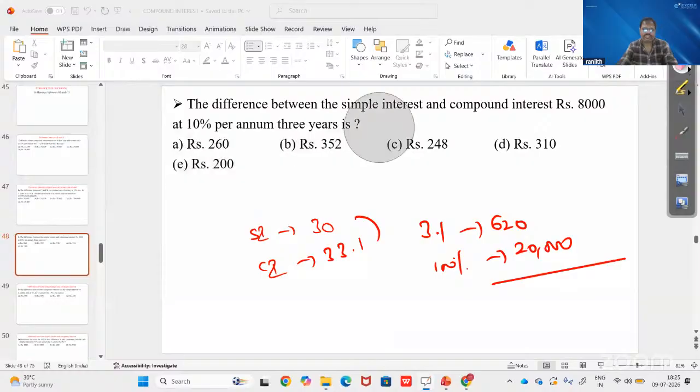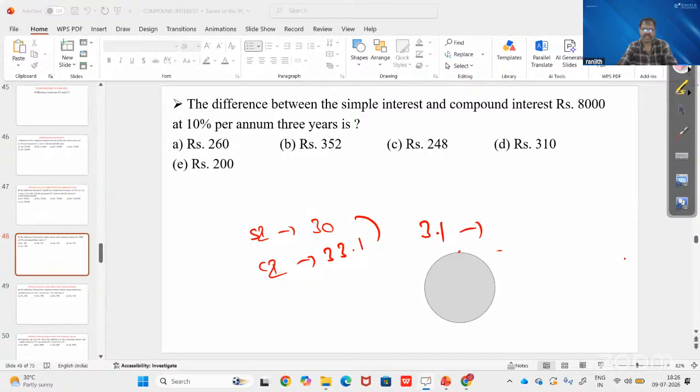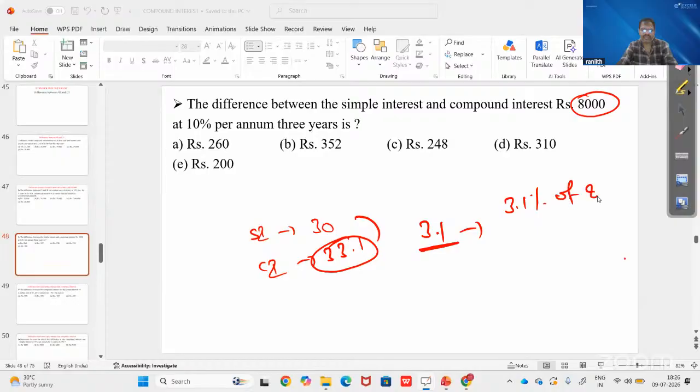The difference between simple interest and compound interest for 8,000 rupees at 10 percent per annum for 3 years. Here we have 30 and 33.1, where the difference equals 3.1 at 8,000. So 3.1% of 8,000 equals 248 rupees.